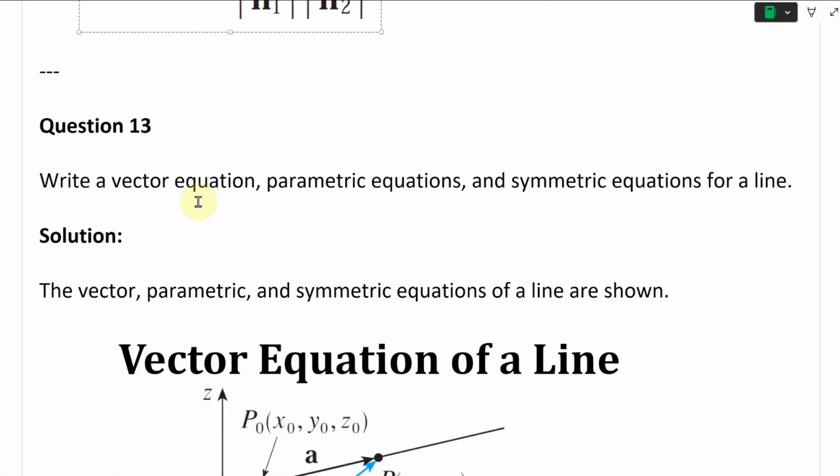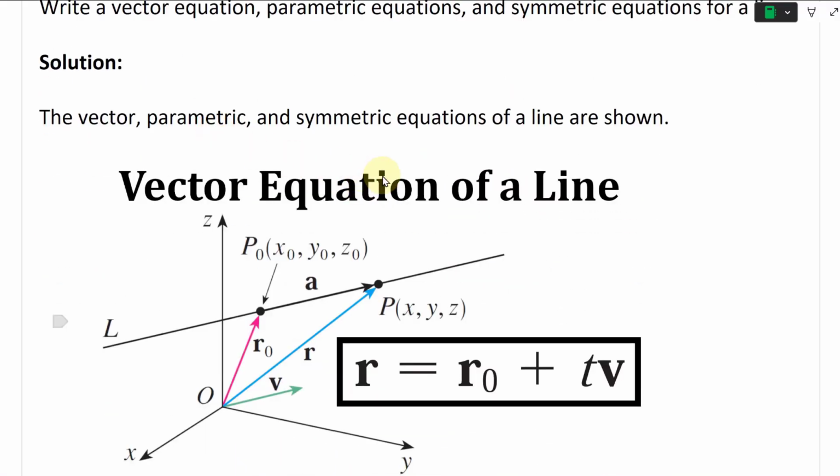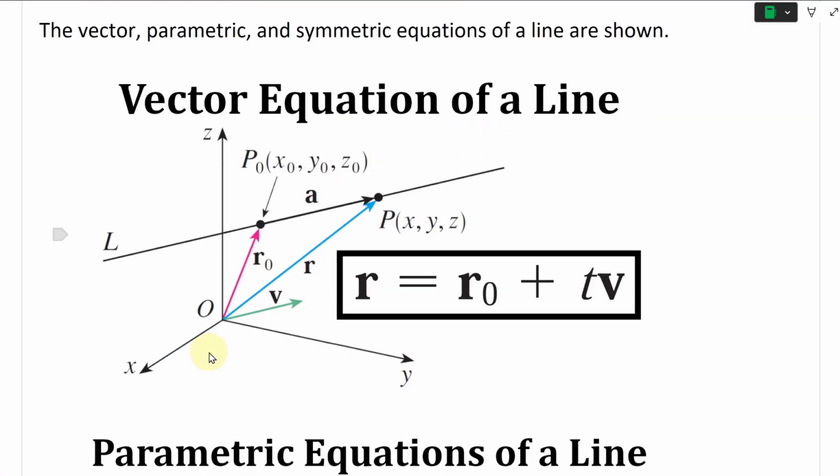All right, going further. So question 13: write a vector equation, parametric equations, and symmetric equations for a line. The solution is from earlier videos. Vector, parametric, and symmetric equations of a line are shown. So here's the vector equation of a line.